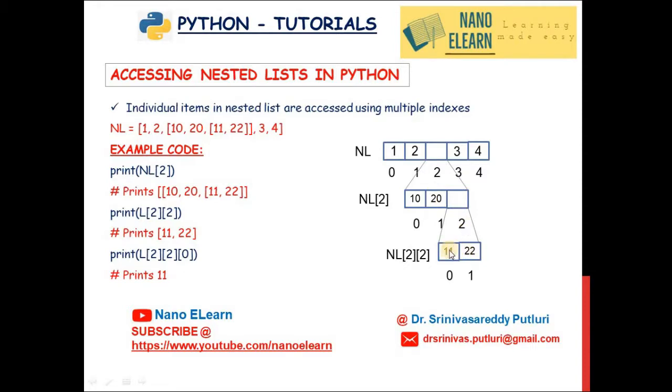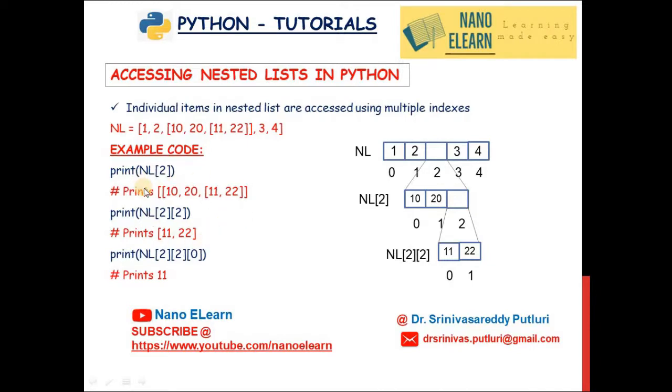Similarly, to access the values 11 and 22, which are another sublist within the second sublist, we need to use NL of 2 followed by 2. Let us consider example 2 to understand how to access nested lists in Python programming. In example 2, if you observe here, it has a main list which has items 1, 2, 3 and 4, and within the main list we have two sublists. The second sublist has values 10, 20, and the third sublist has the values 11, 22.